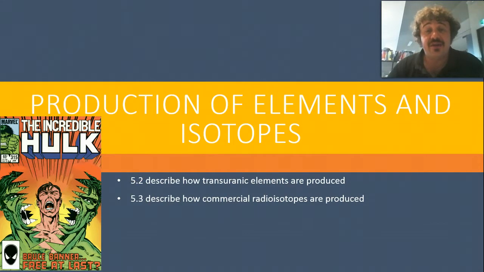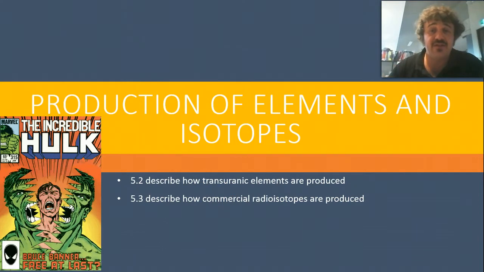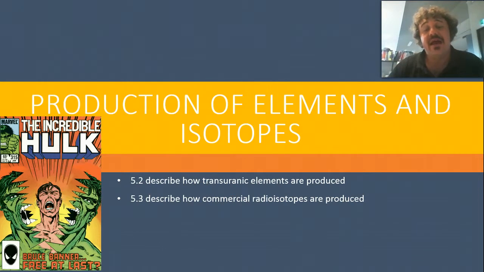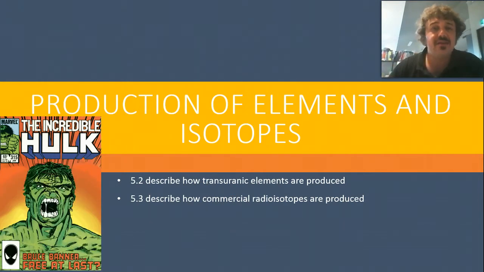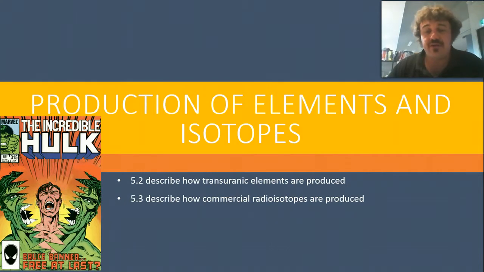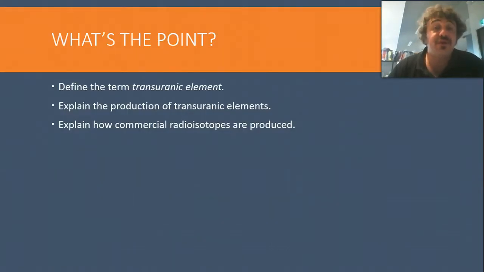Alright nerds, so today we're going to talk about how we produce certain elements, in fact the transuranic elements, and how we make commercially and medically useful radioisotopes. Okay, so what's the point? First we're going to define what a transuranic element is, and then we're going to explain the production of them. Then we're going to explain how we create commercial isotopes, or radioisotopes.